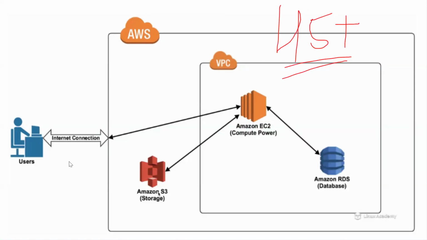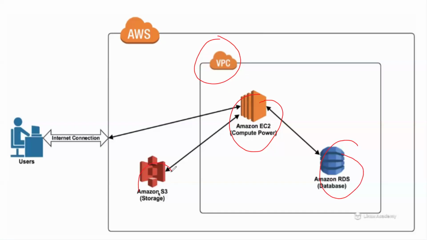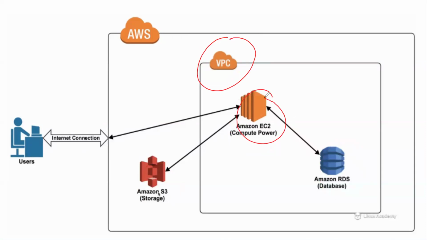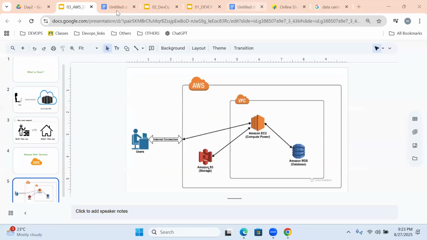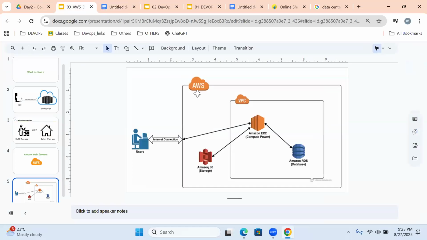These 45 services will be divided into four modules: VPC module, EC2 module, RDS module, S3 module. VPC means what? Network. EC2 means what? Server. RDS means what? Database. S3 is nothing but what? Storage. So, can whatever infrastructure is required be obtained from the cloud or not? And based on usage, we are going to pay.